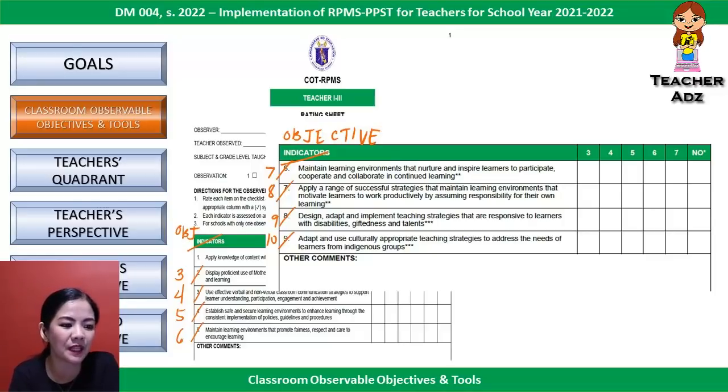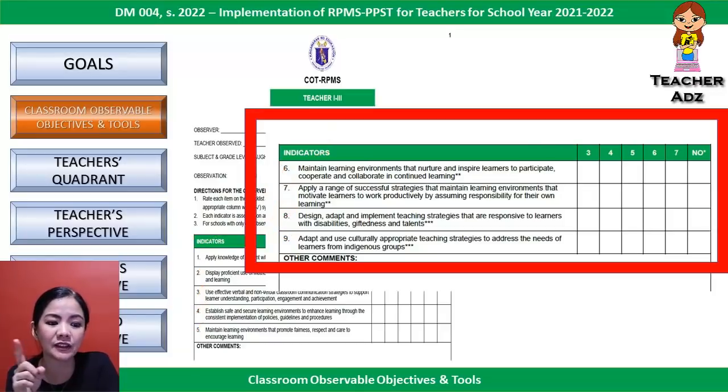Okay, so, objective 1 is still indicator 1, but objectives 3 to 10 are indicators 2 to 9 sa ating COT rating sheets. Okay? I already mentioned that the first 5 indicators are definitely going to be rated during classroom observations. For indicators on the second page, which are indicators 6 to 9, there are special instructions. So, these may or may not be rated during classroom observations.